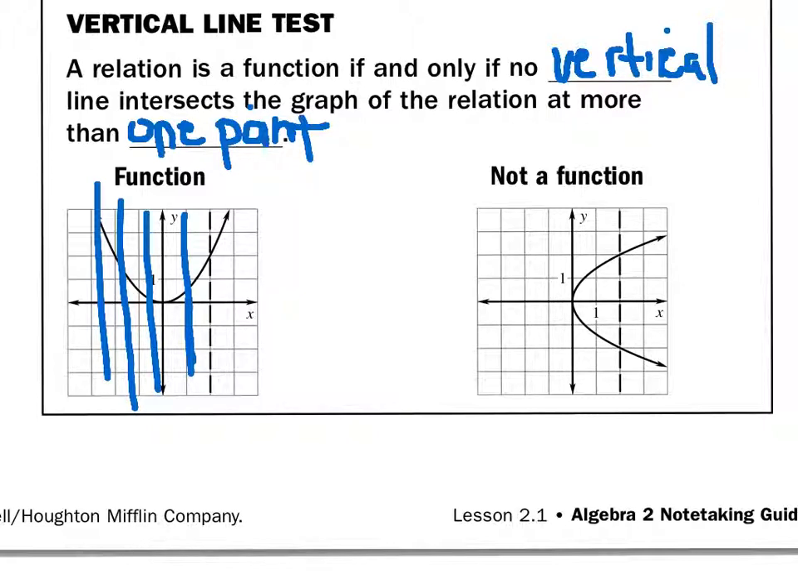But this one is not a function because if I draw a vertical line through it in several points, then it'll hit the graph twice. So a good way to figure out if a relation is a function is to graph the points.